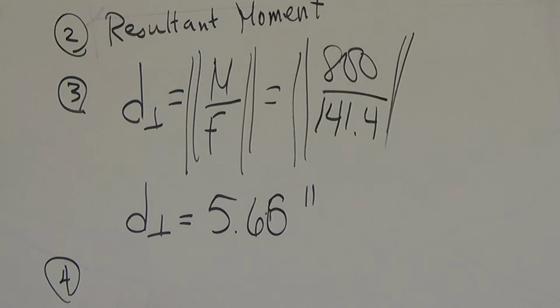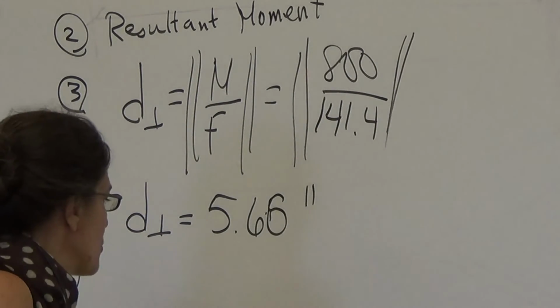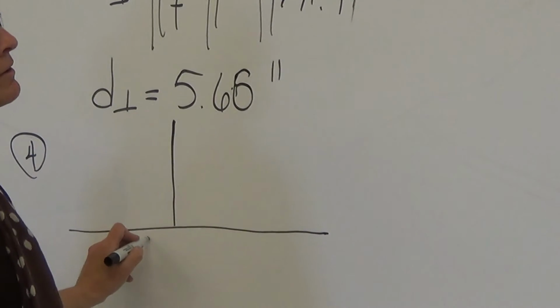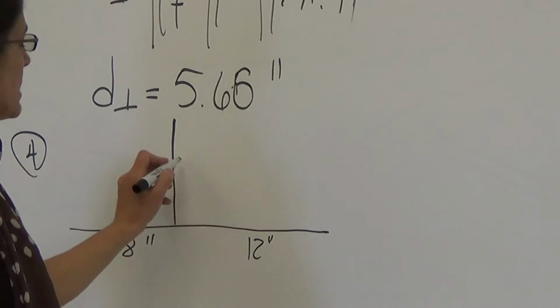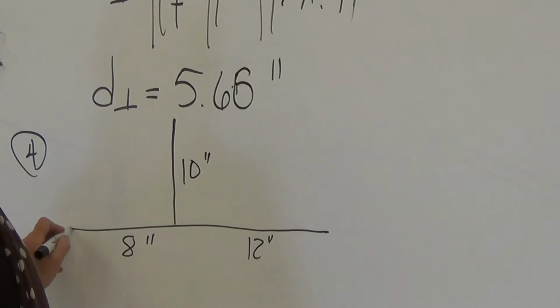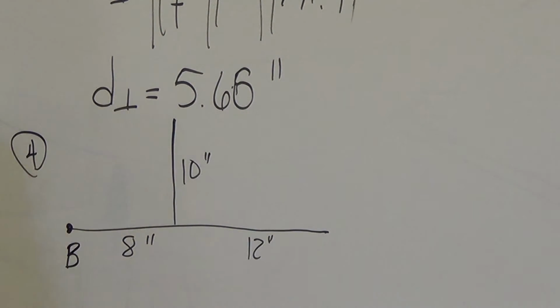Okay, well, step 4. Chris, what's step 4 now? Would be to actually draw it. So let's draw this bracket again. We have 8 inches here, we have 12 inches here, we have 10 inches here. This is point B. And what do we have to draw? Go to the right 5.66 inches and make your 45-degree angle. Great. So we have to draw a force of 141.4. It's in the same direction as what we drew already. It has a negative x and a negative y.